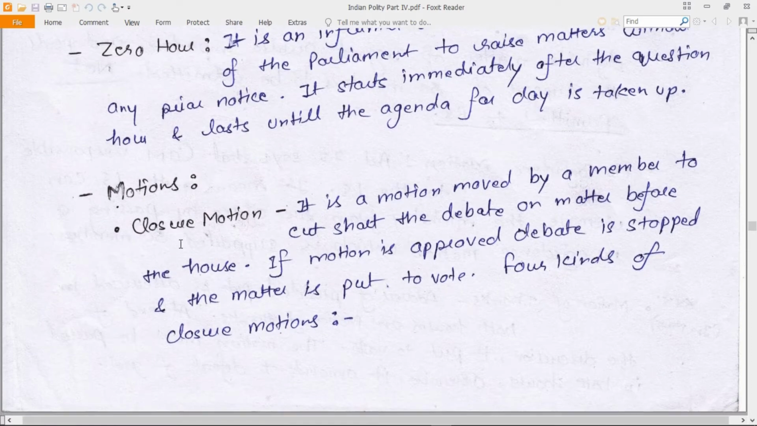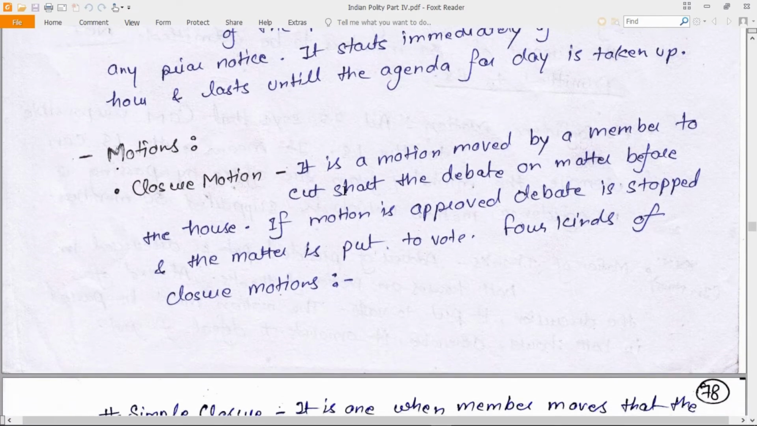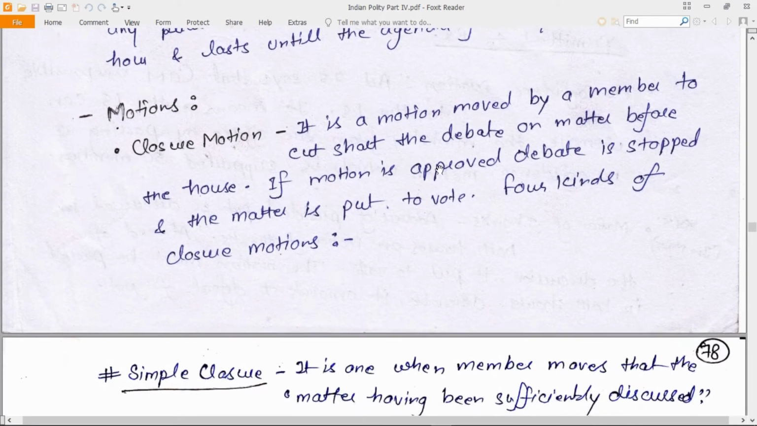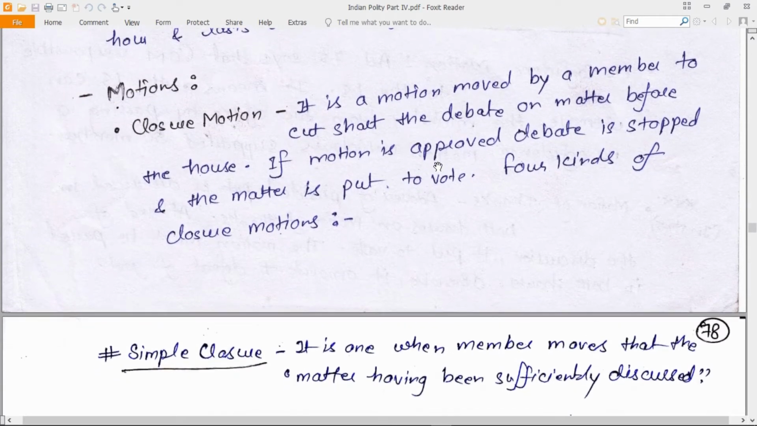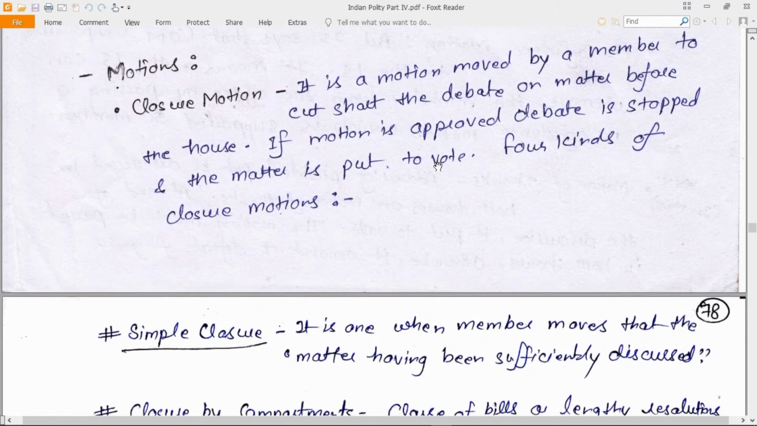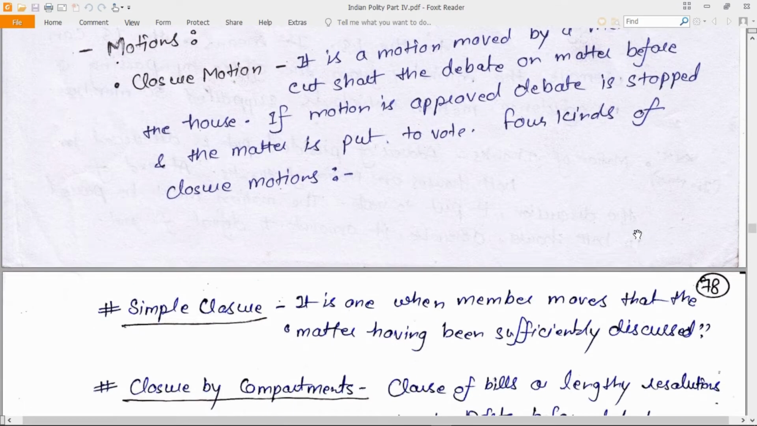Motions. What is closure motion? It is a motion moved by a member to cut short the debate on the matter before the House. If the motion is approved, debate is stopped and the matter is put to vote. There are 4 kinds of closure motions.